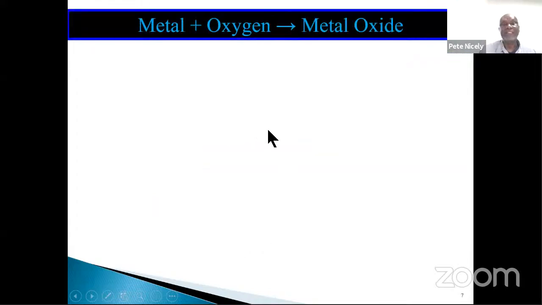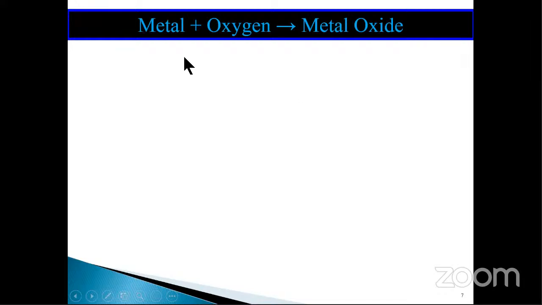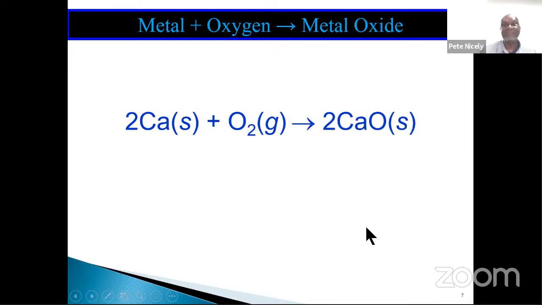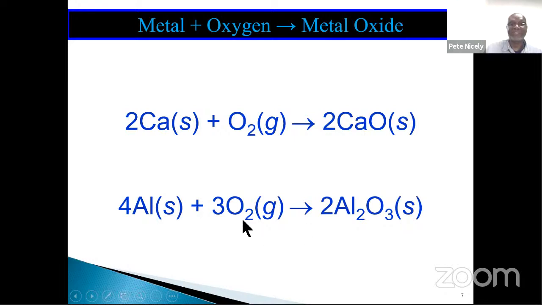So the first type of that type of reaction would be the reaction between a metal and oxygen to form a metal oxide, such as the one that is shown here. Calcium plus oxygen gives you calcium oxide. Another example here, aluminum plus oxygen gives you aluminum oxide. So these are both examples of combination reaction where you have a metal reacting with oxygen.